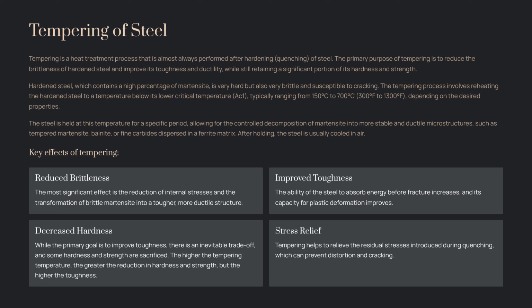Key characteristics. Purpose: reduce brittleness, improve toughness and ductility, relieve internal stresses. Process: reheating hardened steel to a temperature below A1, holding, and then cooling, usually in air. Temperature range: typically 150 degrees Celsius to 700 degrees Celsius. Microstructure: tempered martensite or fine carbides in a ferrite matrix. Effect: increased toughness and ductility, decreased brittleness, slight reduction in hardness and strength.